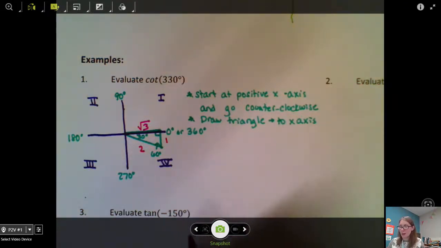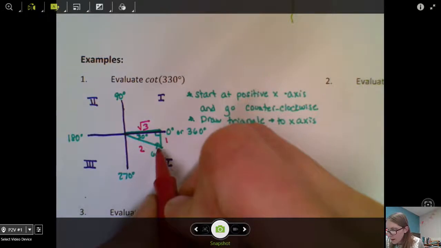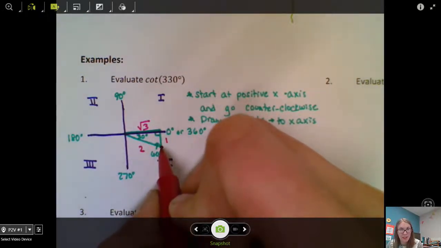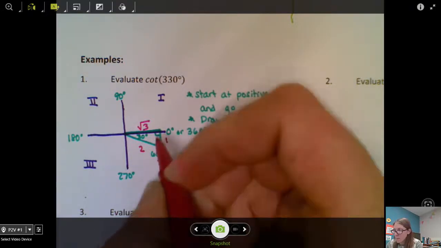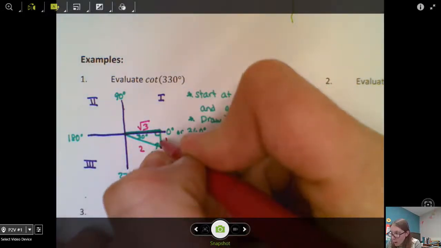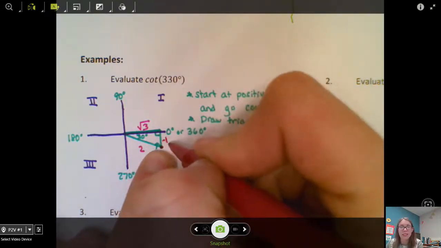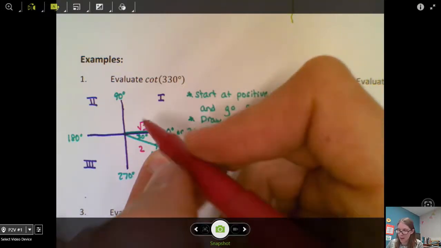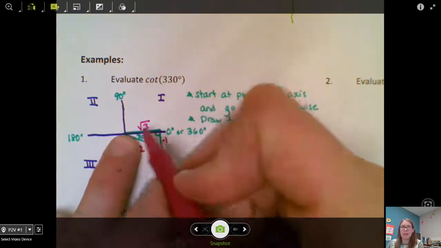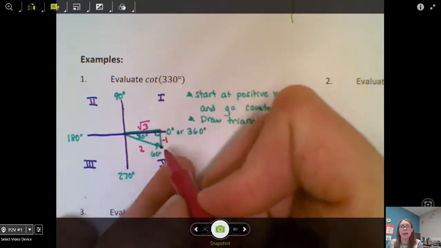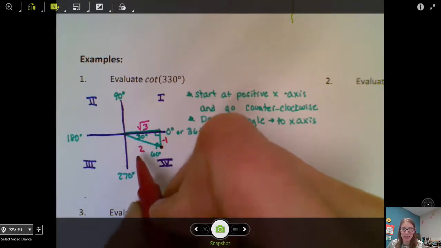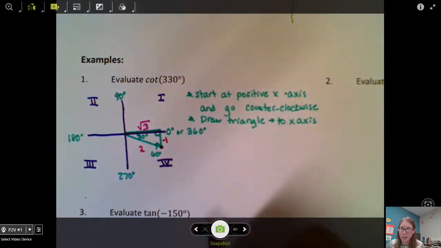Now the only other thing that I'm going to add in is if I am at this end point of my angle here, my y value, the coordinate here, would be negative. So I'm going to label this as -1 because I'm below the x-axis. This length is still going to be positive because I moved to the right. And then the hypotenuse is always positive. So it doesn't matter where you are, the hypotenuse is always going to be positive.